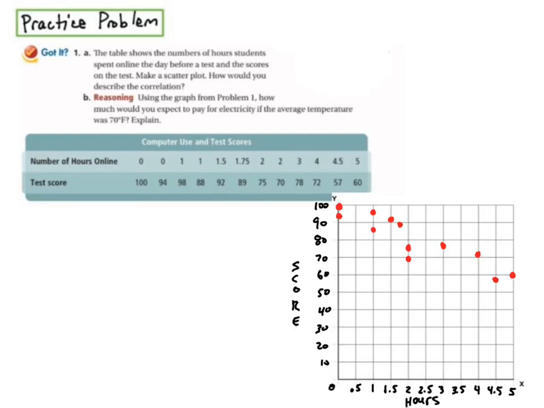And we do see that as the number of hours increases, the score decreases. So as the hours spent online increase, the score decreases. So with that, we know we have a negative correlation. And because our points are grouped closely together, I would say that for this one, we're looking at a strong negative correlation.